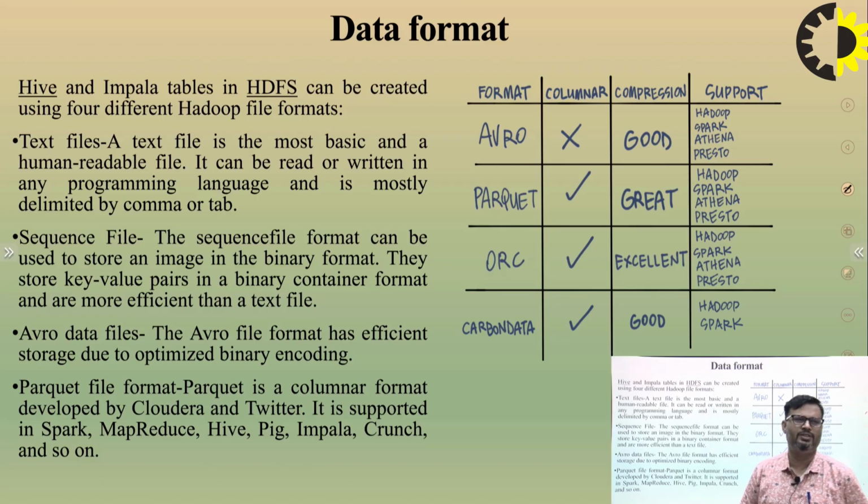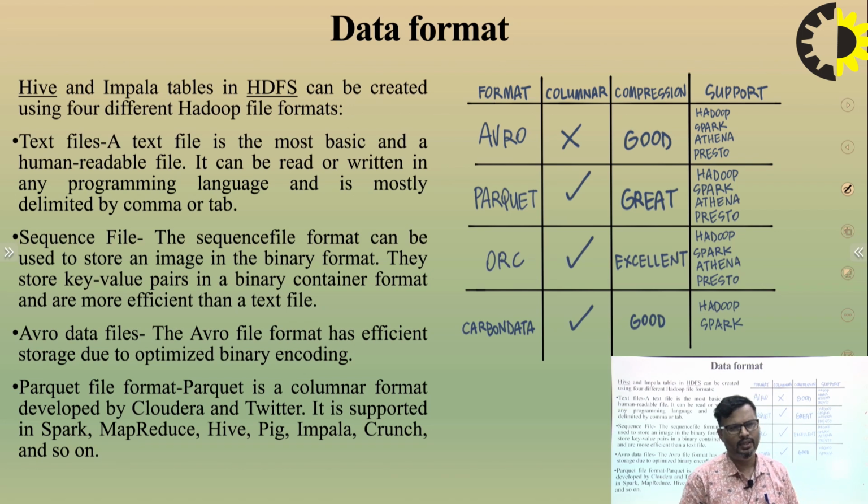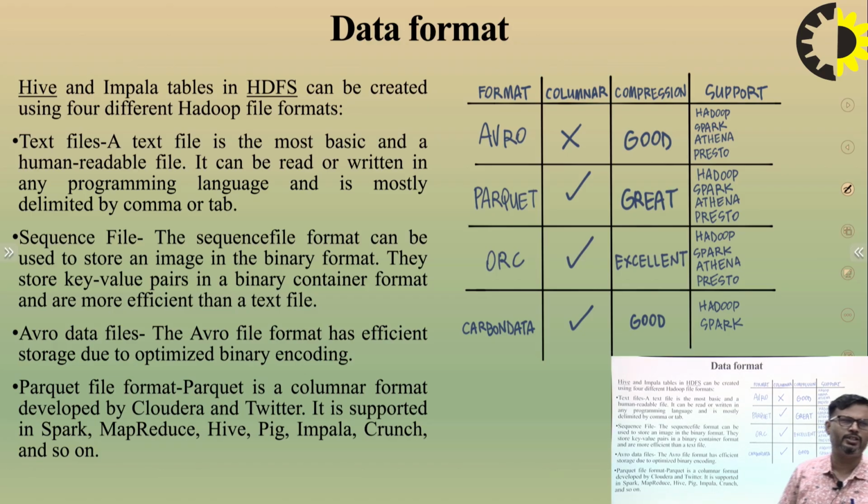And are more efficient than our text files. Next thing, we will use the Avro data files. The Avro file format has efficient storage due to optimized binary encoding concept. Next, Parquet file format. Parquet is a columnar format developed by Cloudera and Twitter. It's supported in Spark, MapReduce, Hive, Pig, Impala, Crunch, and so on.